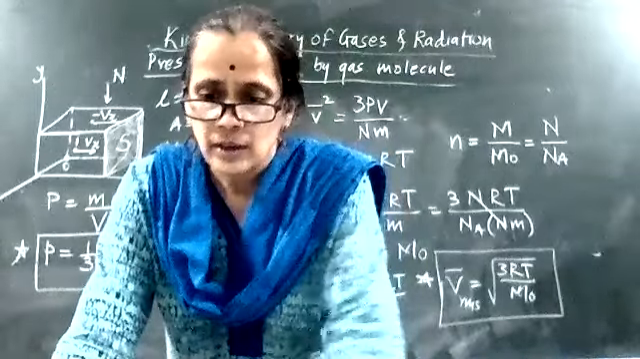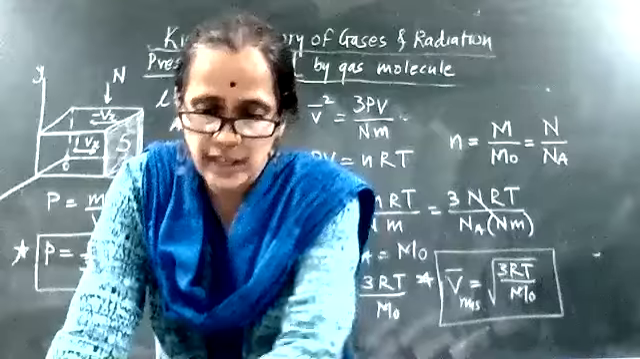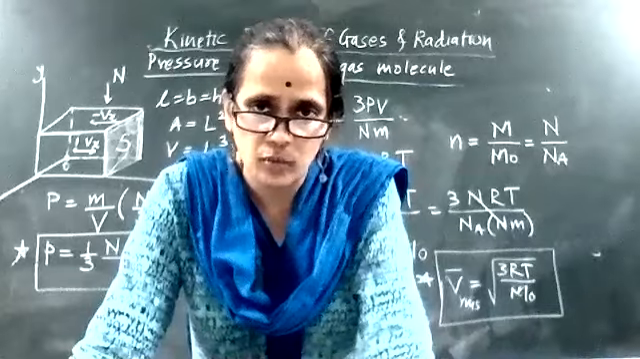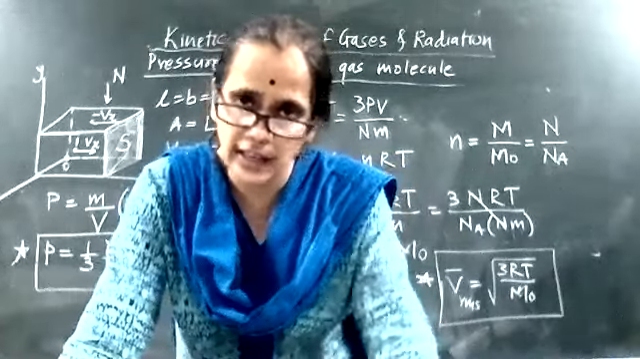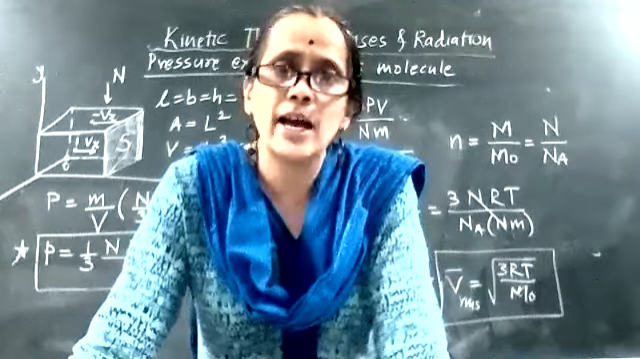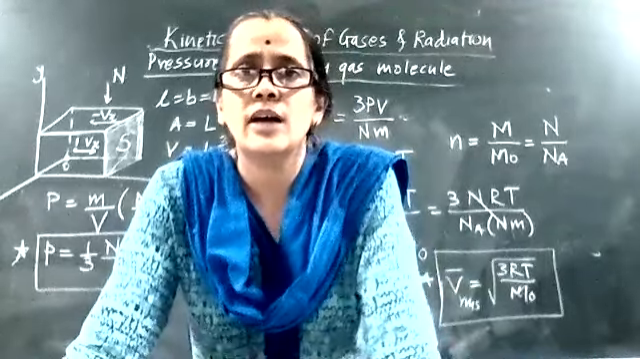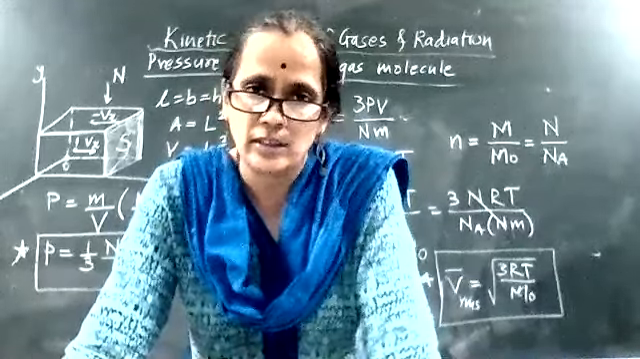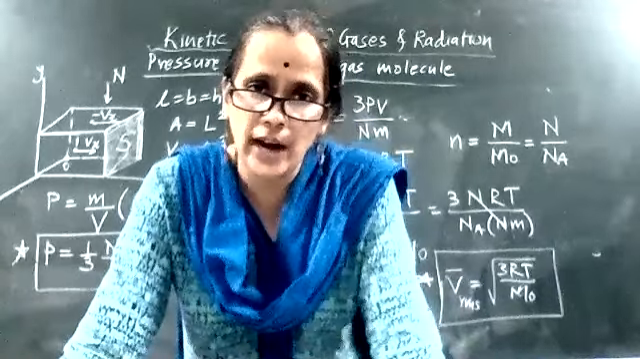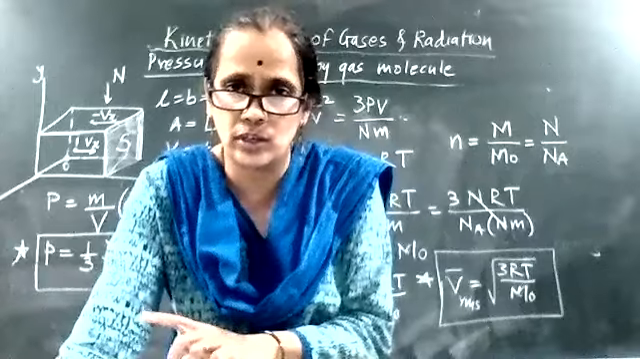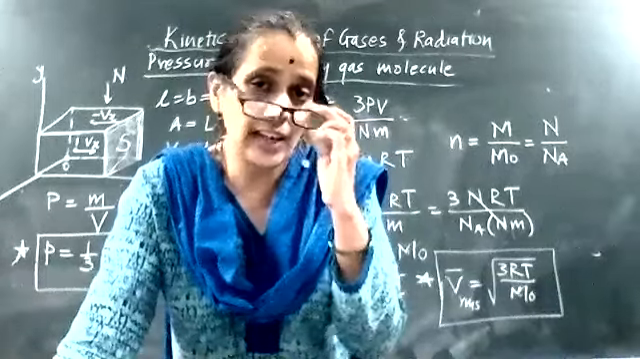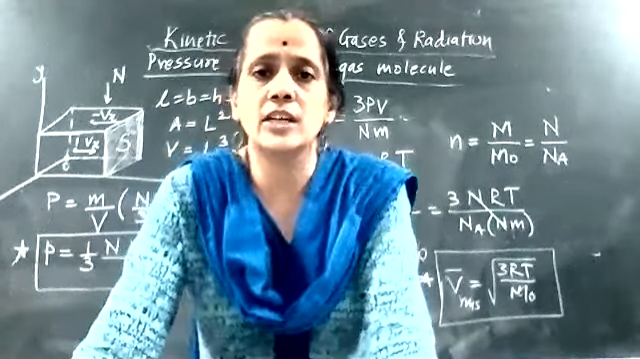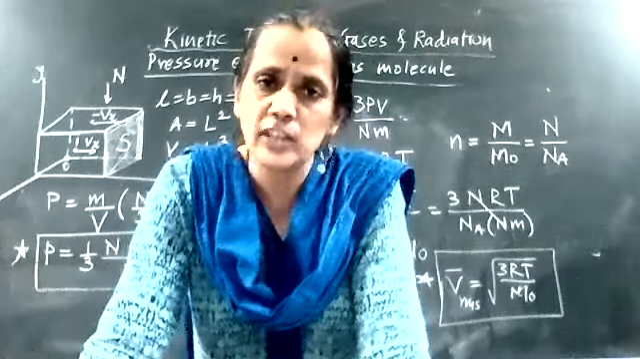Second point. Inside this cubical container, the gas molecules are moving randomly. Next point. During random motion, gas molecules collide with each other as well as with the wall of the container. Third point. When molecules collide with each other, that intermolecular collision is negligible. But when a gas molecule collides with the wall of the container, the wall exerts a pressure. And that pressure we want to calculate.